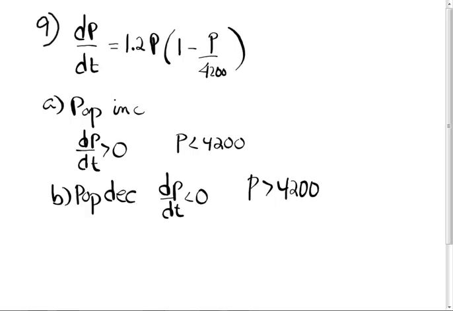And the last, so this is what some of the homework problems are like. This is all the material for you, so you really need to do this. What are the equilibrium solutions? 0 and 4,200. What's the carrying capacity? 4,200.